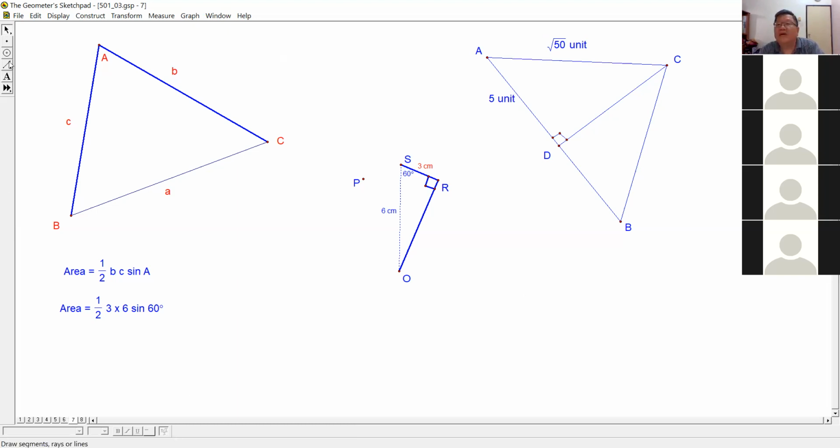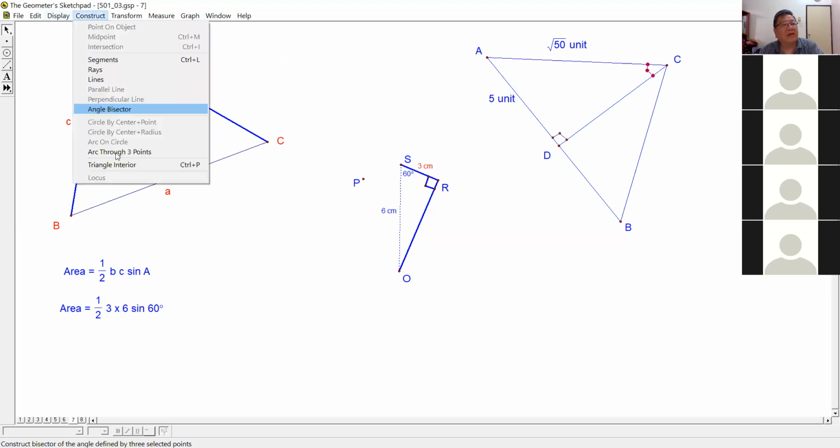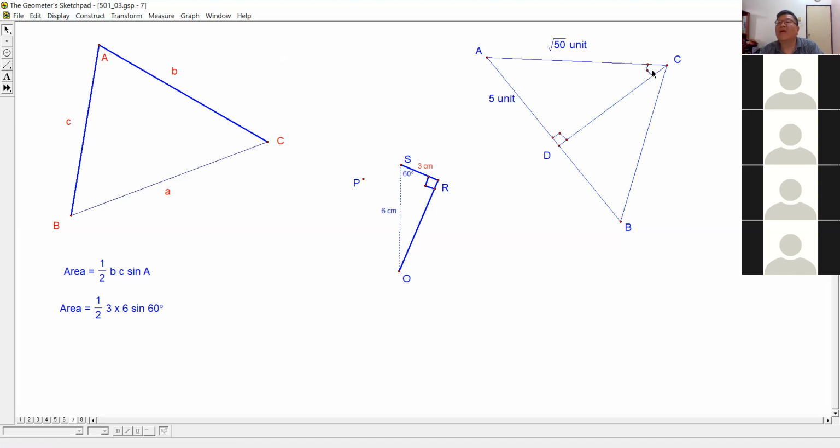this angle here. Can you see this angle here? Yes. So this is the angle that I want to find. And how to find this angle? I use trigonometric sine. Sine of this angle here is 5 divided by square root 50. This angle, half of it.